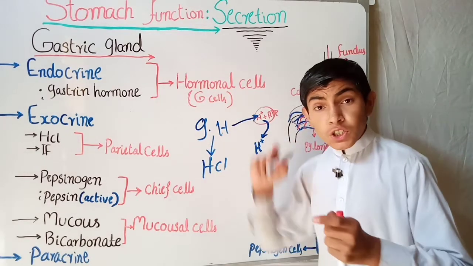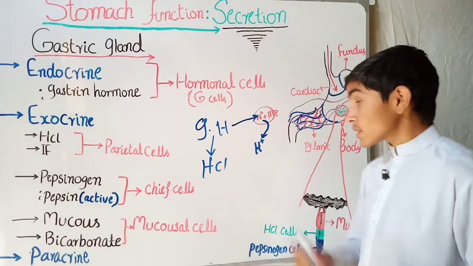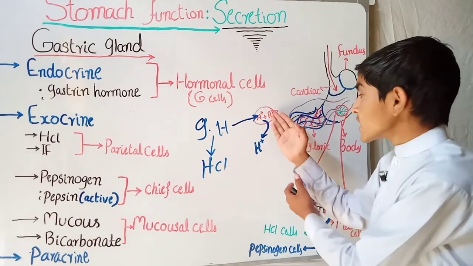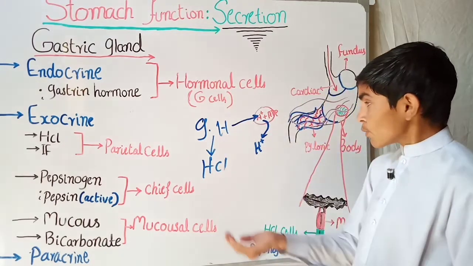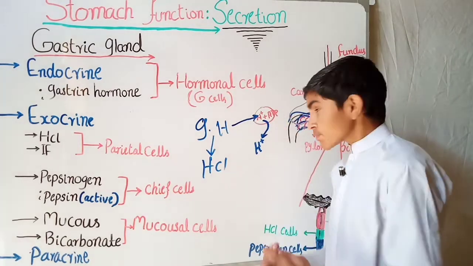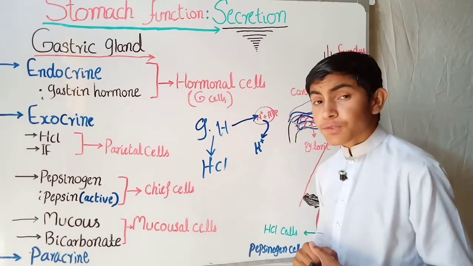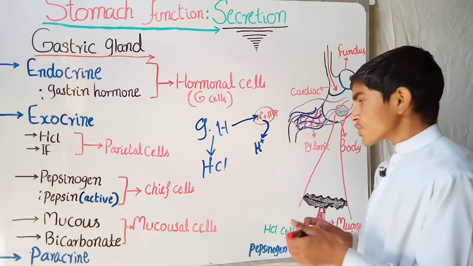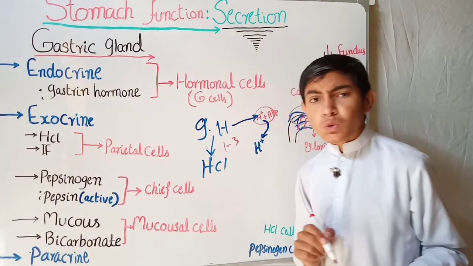So we say that every substance which contains H positive ion, hydrogen ion, is called an acid. Usually the parietal cell contains H positive ion plus ATP. When the gastrin hormone stimulates the parietal cell, it secretes the H positive ion with the help of ATP energy. The pH of the HCl is about 1 to 3, so it is a very corrosive acid.